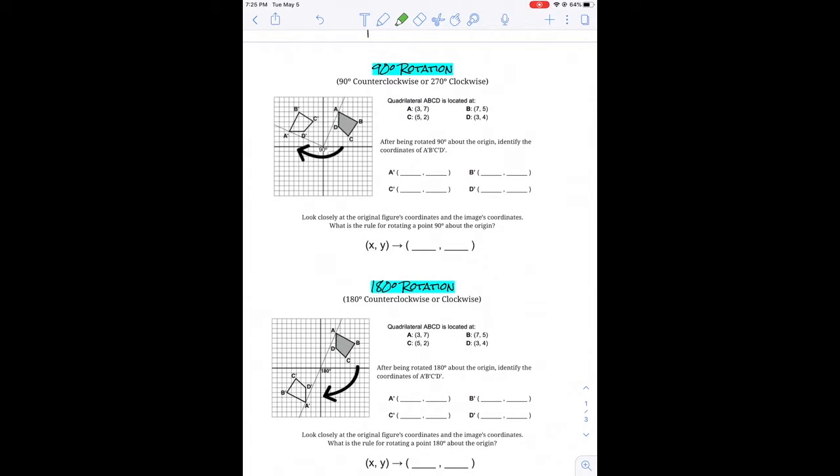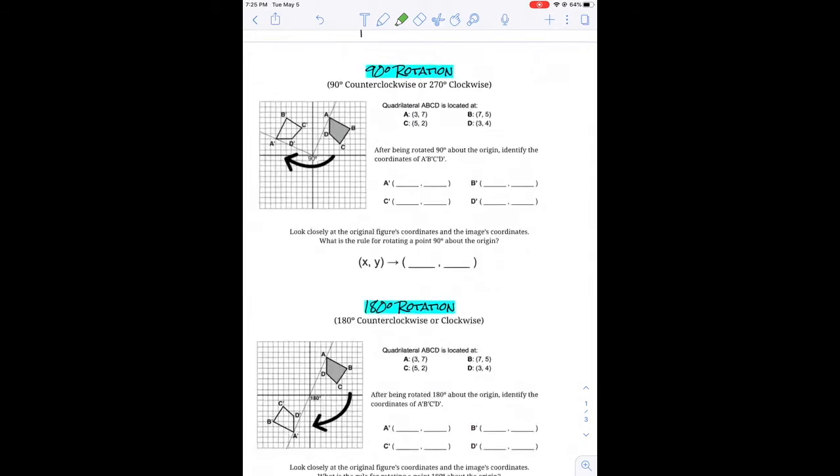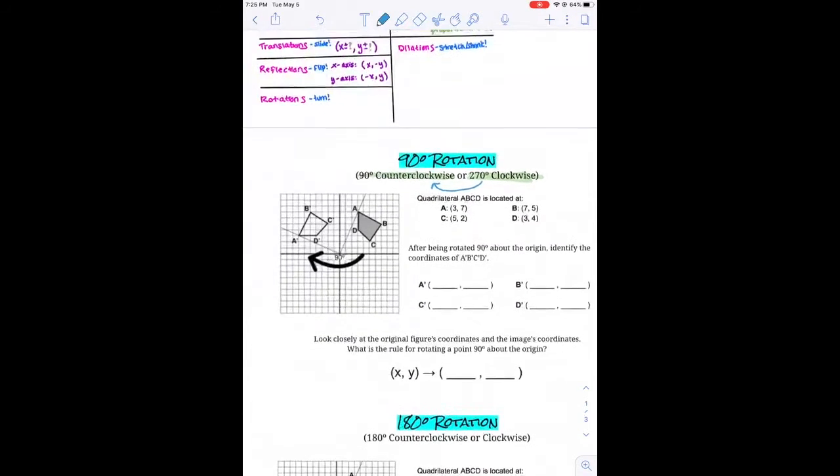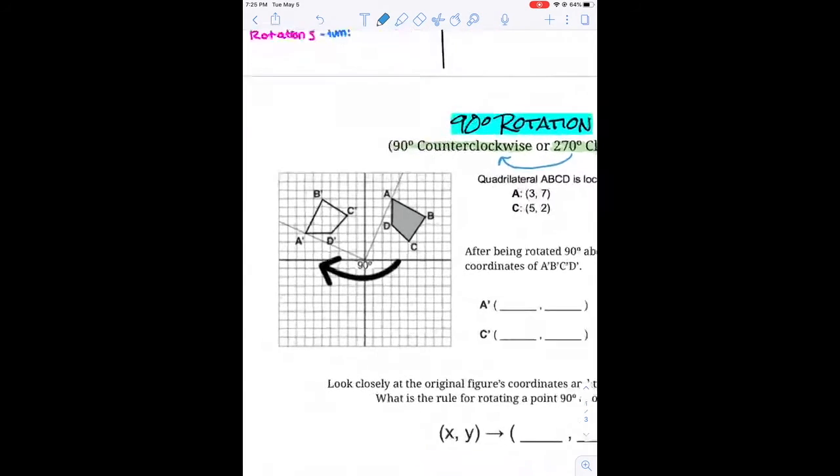The first rotation we're going to discuss is a 90-degree rotation. So remember, that means we're assuming counterclockwise. It's the same as a 270-degree rotation clockwise. So if they gave me a problem and they said, rotate this 270 degrees clockwise, I know that they really mean 90-degree rotation because we always think about counterclockwise. Let's take a look at the picture.